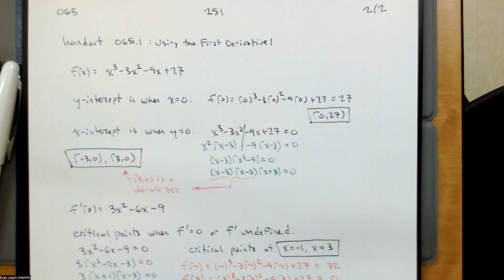We find that there are 2 zeros. The function has a 0 at -3 and a 0 at 3. One of the reasons that I picked this particular example is that x minus 3 is a double factor. It's a squared factor in the polynomial. That means we will think of 3, 0 as a double 0. It happens twice. It has multiplicity 2. 3 is a 0 of f with multiplicity 2.